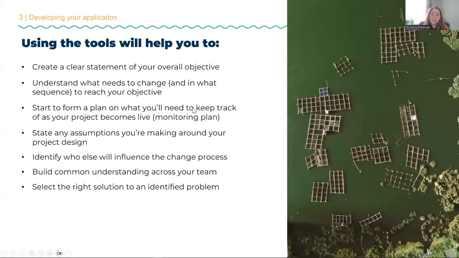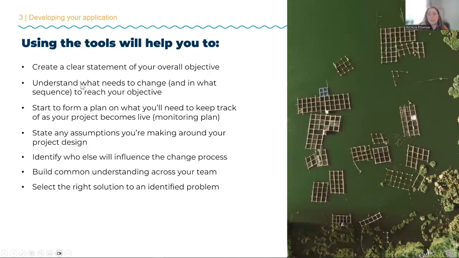So why are we using these tools? Well, first of all, it really helps for creating clear statements of your overall objectives so that when we receive your application, the Ocean Expert Committee can see straight away what your project's about. It will help you to understand what needs to change and in what sequence to reach your objective, but it will also help the expert committee understand this. And it will help you to start to form that plan on what you need to keep track of as your project becomes live.